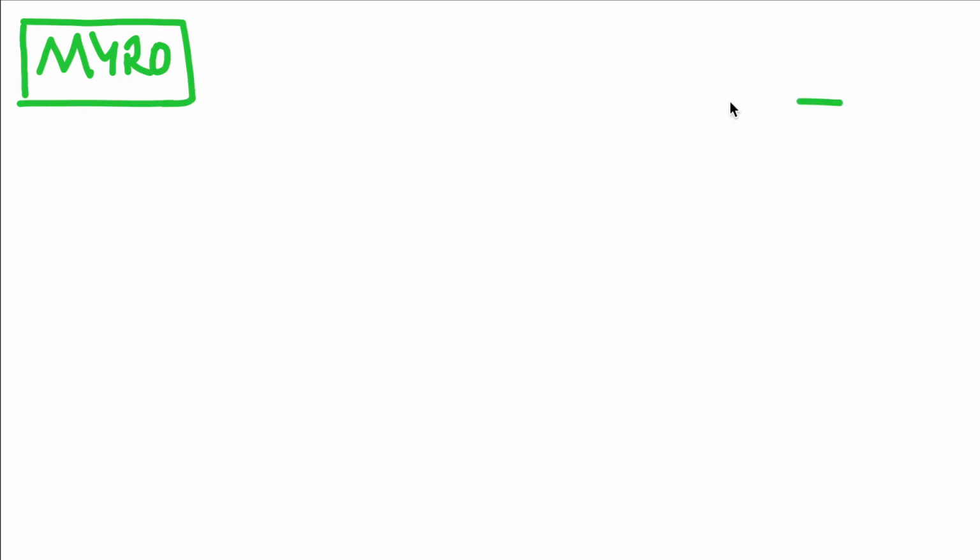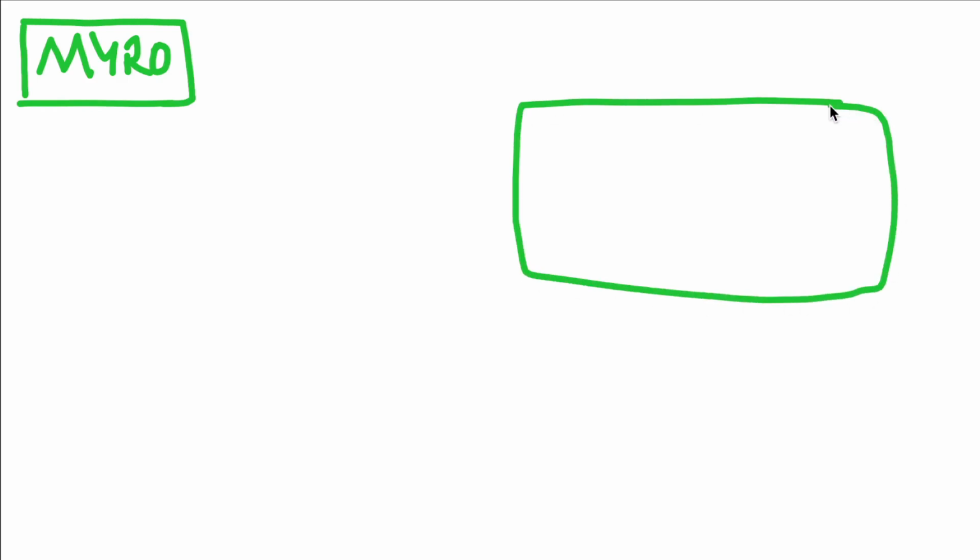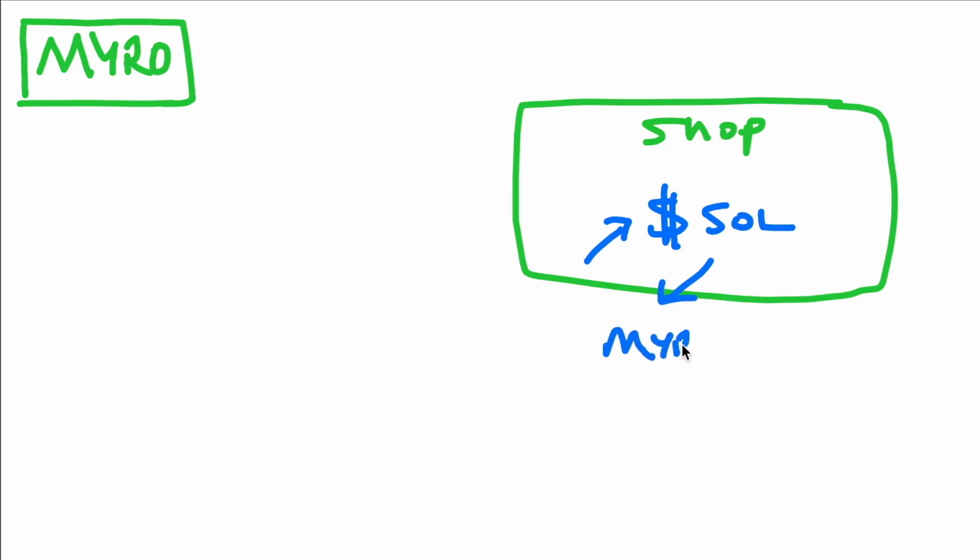So you need a shop to buy Myro tokens. And in that shop, you need to be able to buy tokens. And when you buy them, you're giving them money, and that money is Solana. So you're going to give them some Sol, and the shop is going to give you Myro. And then you're holding Myro. And when you want to sell it, you come back to the shop, you give them Myro, and you get back some Solana. This shop is the liquidity pool. It's as simple as that, actually.